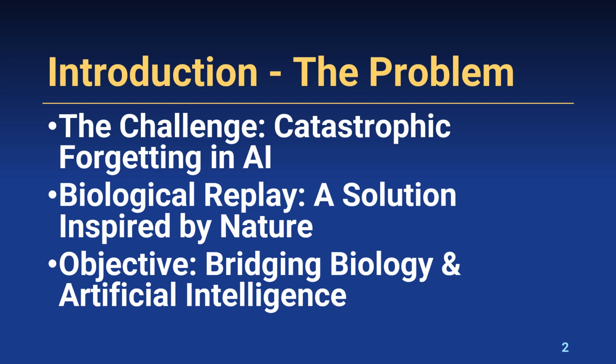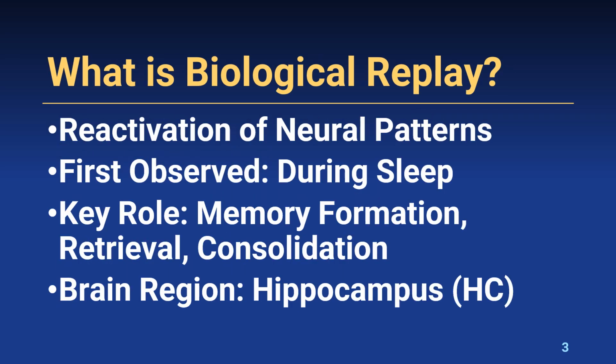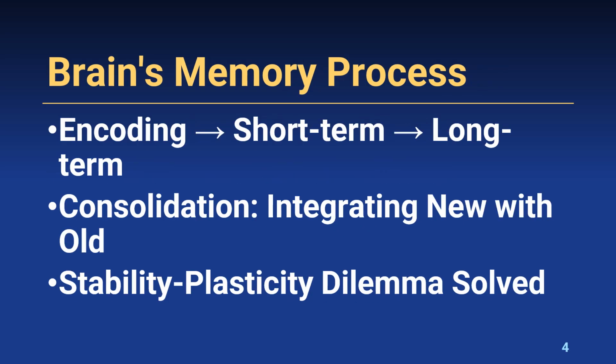How does our brain manage to learn new things without catastrophically forgetting old ones? And can we teach artificial neural networks to emulate this remarkable ability? At the heart of the brain's solution lies a fascinating phenomenon called replay. In biological neural networks, replay is the reactivation of one or more neural patterns, similar to those experienced during past waking events. This process was first observed in biological neural networks during sleep, and it's now thought to play a critical role in memory formation, retrieval, and consolidation.